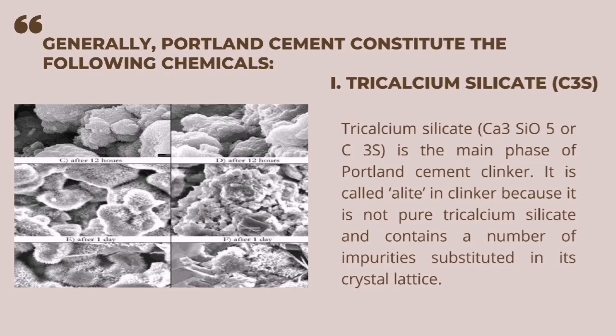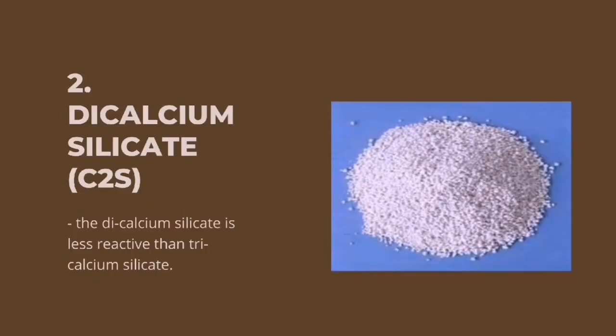So generally, Portland cement constitutes the following chemicals. The first one is tricalcium silicate or C3S. Tricalcium silicate, or Ca3SiO5, or C3S, is the main phase of Portland cement clinker. It is called alite in clinker because it is not pure tricalcium silicate and contains a number of impurities substituted in its crystal lattice. The second one is dicalcium silicate or C2S. Dicalcium silicate is less reactive than tricalcium silicate.